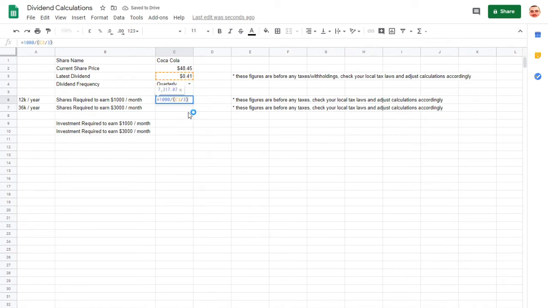And we can do the same calculation below for what it would be required to get 3,000. And then this part of the calculation is exactly the same as it was for the other. So we just take that and times it by the share price. Okay, so already we can see that there's a big difference in these bottom two numbers for these two shares. We can see that Coca-Cola would require more investment to get the same result. But let's move on to the third example, which is Nestle, which pays annually.